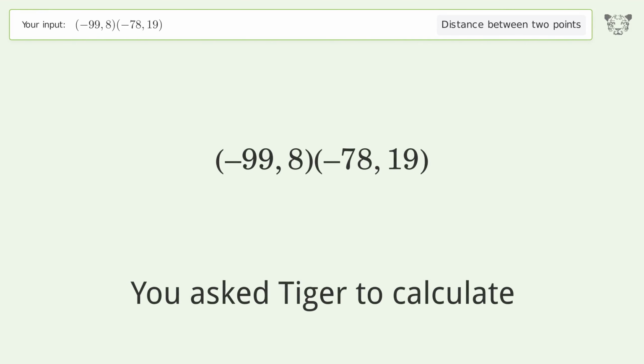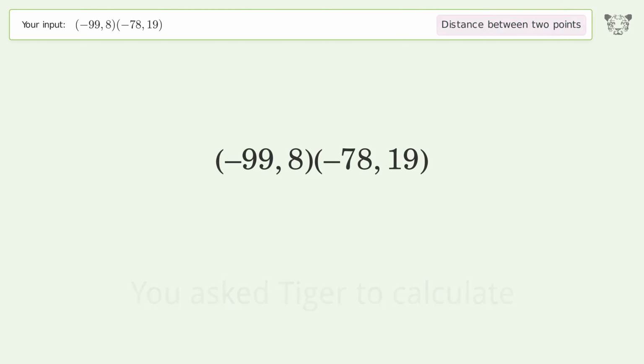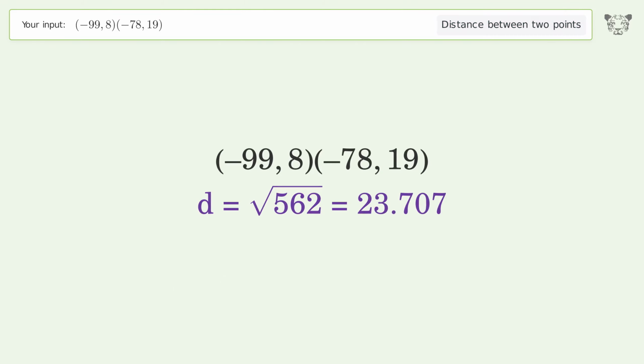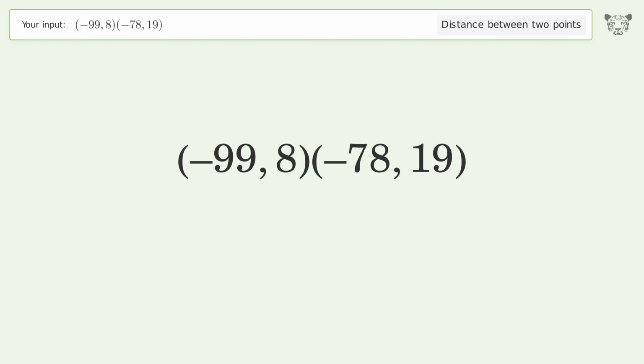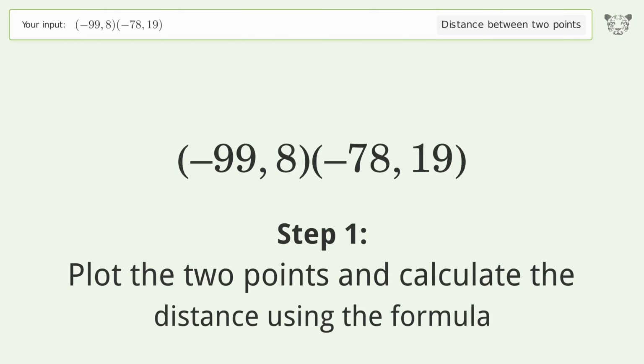You ask Tiger to calculate. This deals with the distance between 2 points. The distance between the 2 points is the square root of 562, or 23.707. Let's solve it step by step. Plot the 2 points and calculate the distance using the formula.